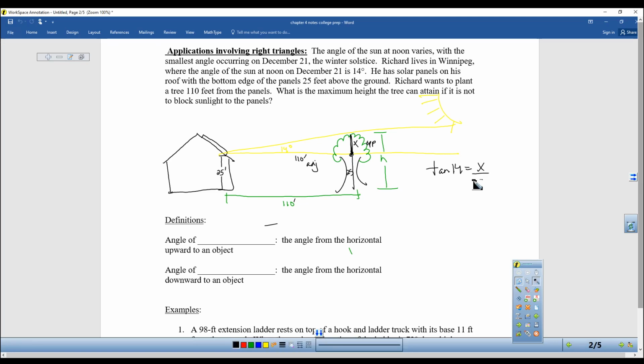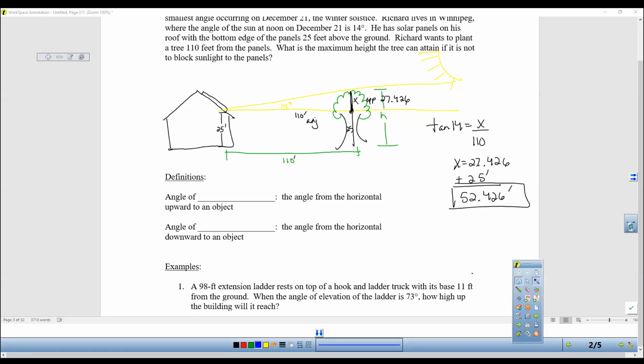And you can go ahead and type that into your calculator. So x comes out to be 27.426. But that just represents this little section up here, 27.426. But remember, that solar panel starts at a height of 25. So I can add 25 to that, plus the 25 feet is a total of 52.426 feet.